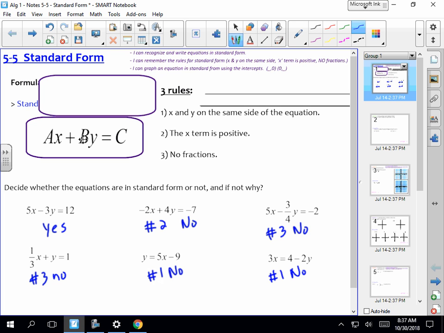So when you're asked to put it in standard form, it needs to look like this. Ax plus by equals c, where a is positive, no fractions, and x and y are on the same side.